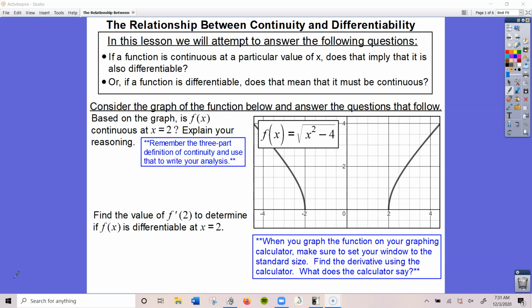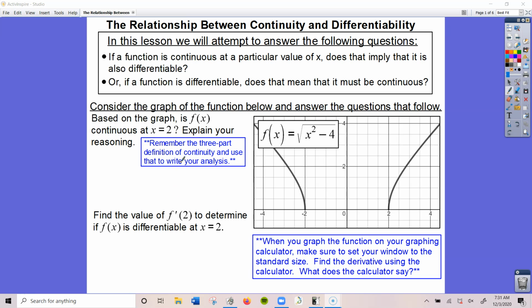So let's consider this particular graph. We have here f of x is equal to the square root of x squared minus 4. Now, based on this graph of f of x, is it continuous at x equals 2? And then we're going to explain. Whenever you're asked about continuity, you have to remember the three-part definition of continuity, and we use that in order to explain our answer.